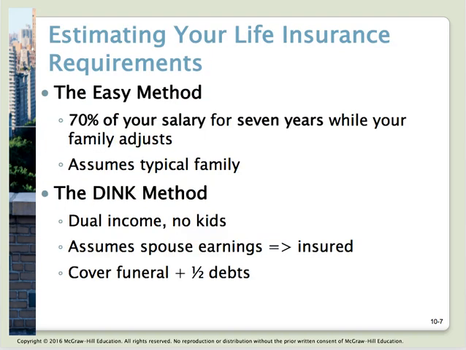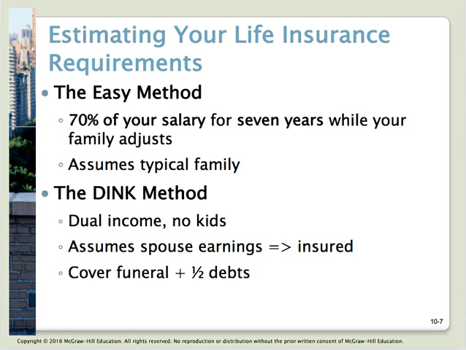There are 4 general methods for determining the amount of insurance that you might need. There's the easy method, the DINK method, the non-working spouse method, and the family method, and we're going to look at those. So the first one is the easy method. A typical family will need approximately 70% of wage earners' salary for 7 years before the family can adjust to the financial consequences of the earner's death.